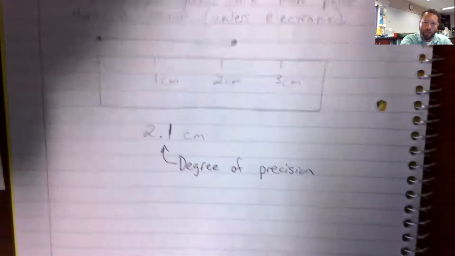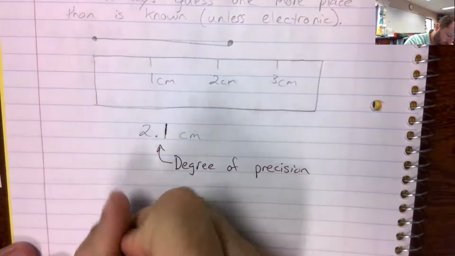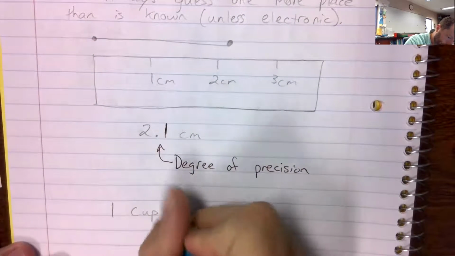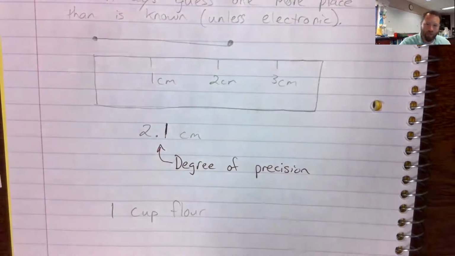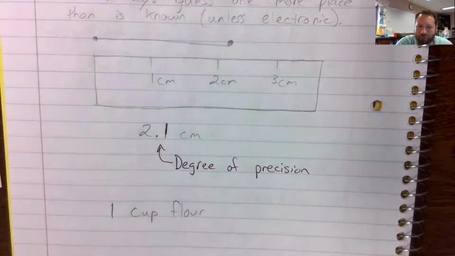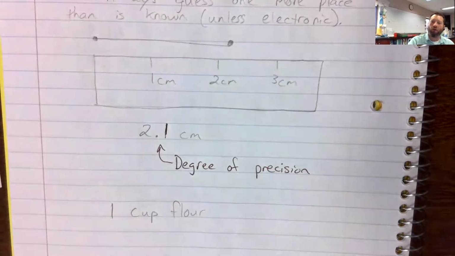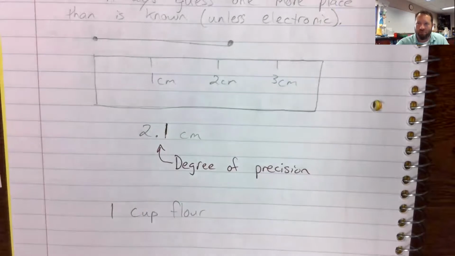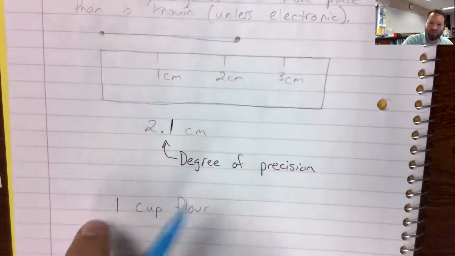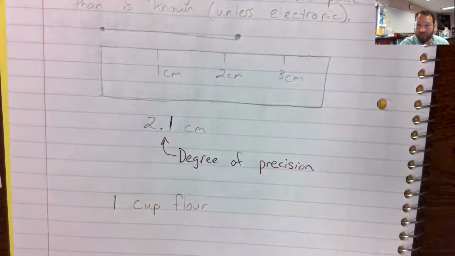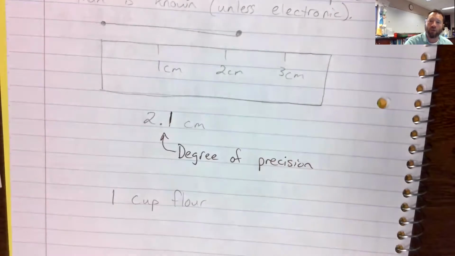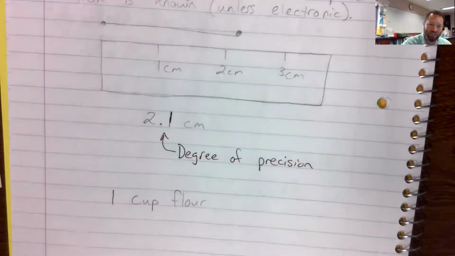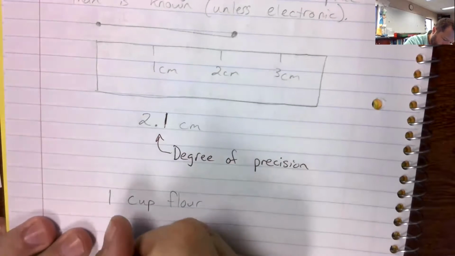So for those of you who bake, you read 1 cup of flour. Well, guess what? You can go a little bit over. You don't have to be perfectly at 1 cup. You don't have to sit there and eyeball it and take some off and put a little back in. You don't have to do that. It just says 1 cup of flour. It could be a little over, it could be a little under. It's okay.